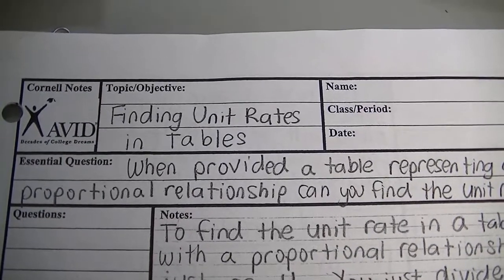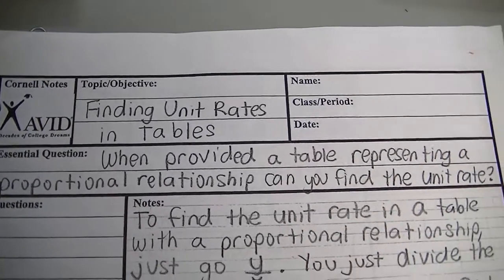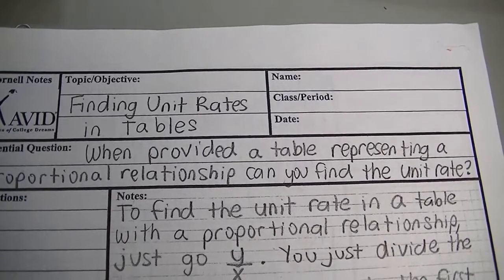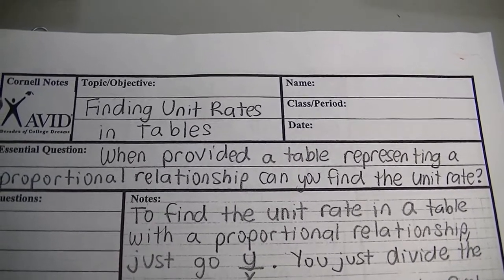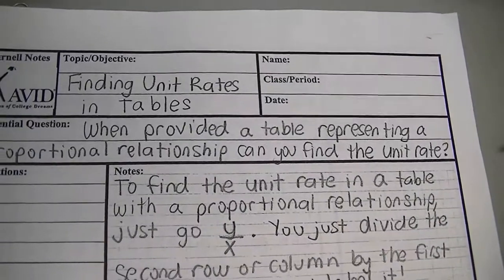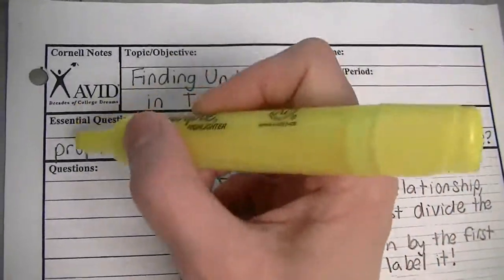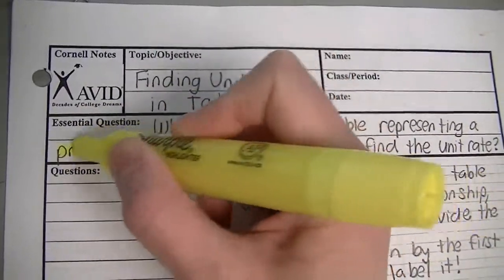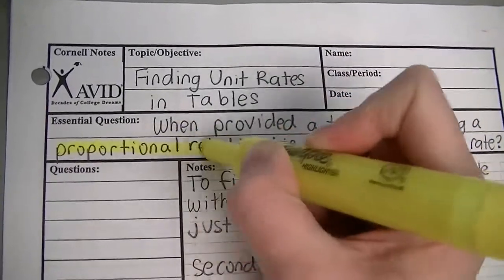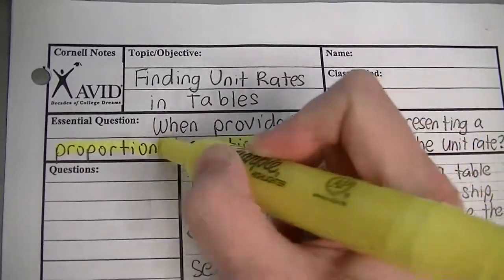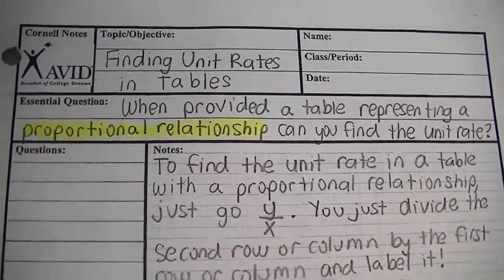The topic is finding unit rates in tables. The essential question is, when provided a table representing a proportion or relationship, can you find the unit rate? So all of the tables within these notes display a proportional relationship. So it's telling you that right off the bat, okay?